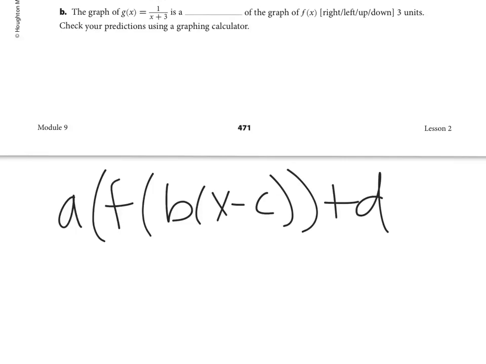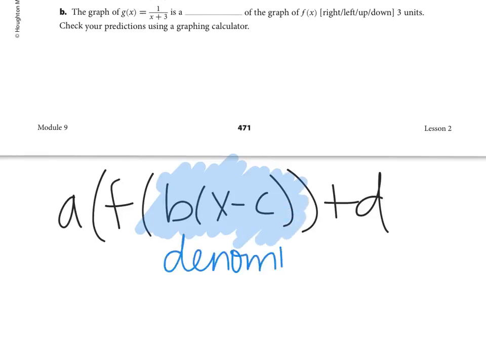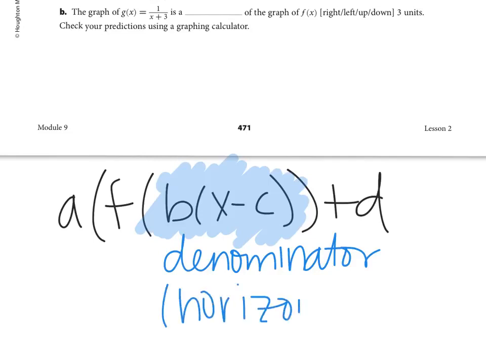So for rational functions, all this stuff that's inside, this isn't going to be inside parentheses. This is going to be in the denominator. So we're looking to see, is it in the denominator or not in the denominator? If it's in the denominator, that means it's horizontal. And again, I'll give you this rational functions reference page tomorrow.